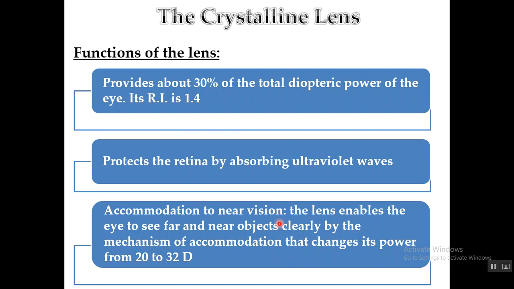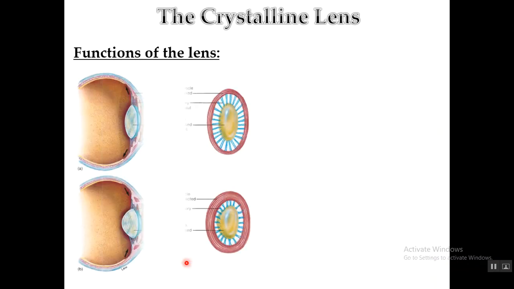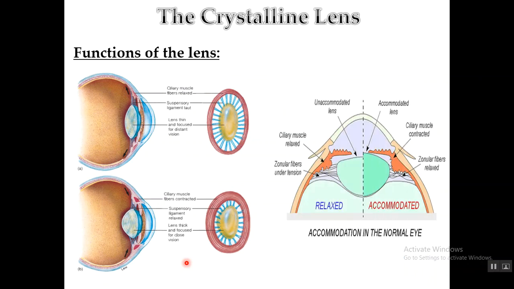What's meant by accommodation to near vision? Accommodation to near vision means the lens can increase its power during near vision, from 20 diopters to 32 diopters, to allow the falling of the image on the retina. Again, look at this.